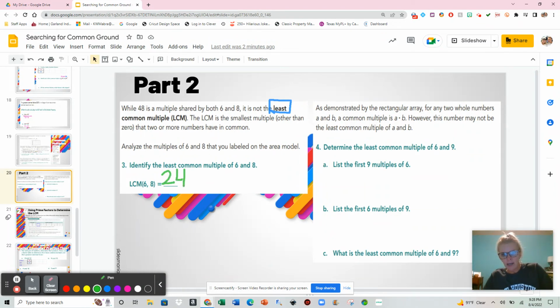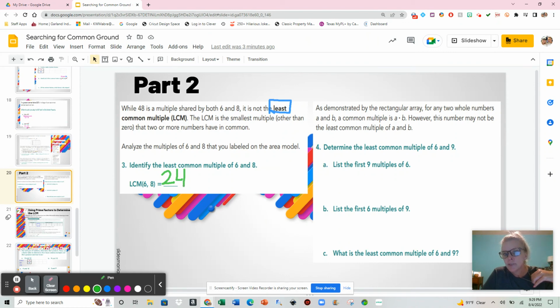All right, so let's look at the next part. It says, as demonstrated by the rectangular array, for any two whole numbers A and B, a common multiple is A times B. Just like what they did on the top of the other page when they did 6 times 8. You can always find a common multiple by multiplying the two numbers together. Okay, it will work every single time. However, this number may not be the least common multiple of A and B.